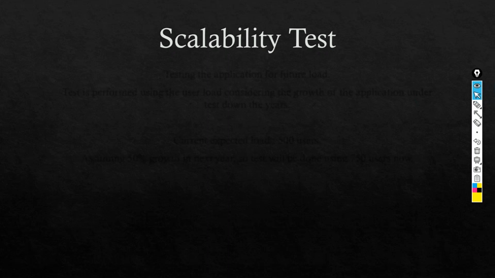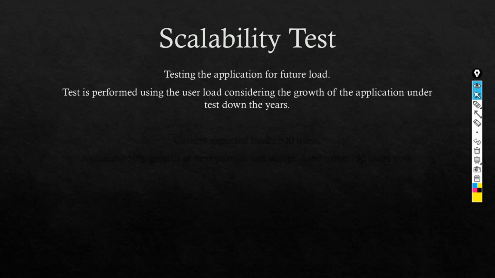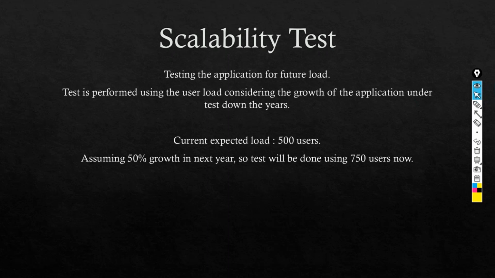Now assuming future growth, let's say the assumption is 100% growth in the next 1 year. What will be the number of users in the next 1 year? 1000, because currently it is 500 and we are assuming 100% growth, which is 500 plus 500, that is 1000 users. So keeping that 100% growth in mind, we will test the application with 1000 users now itself.